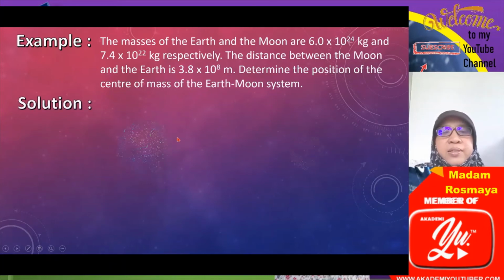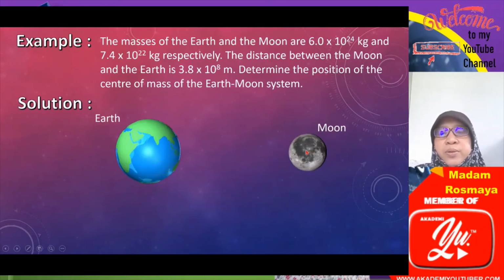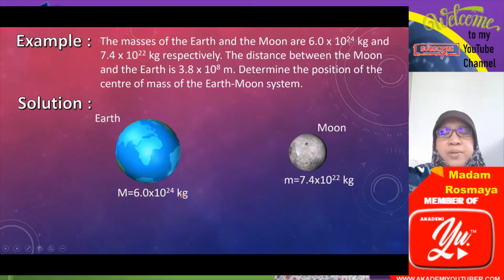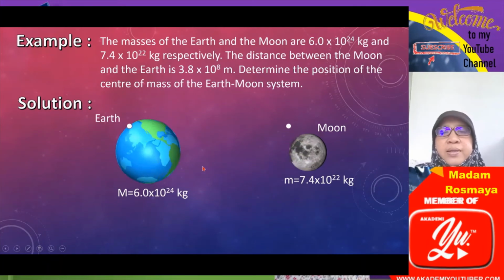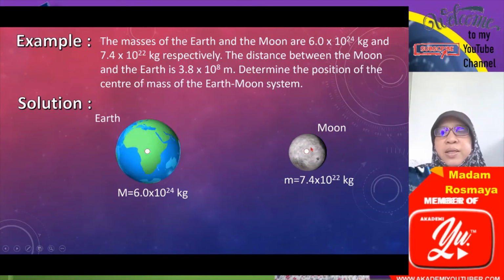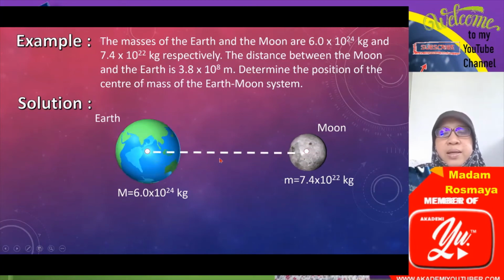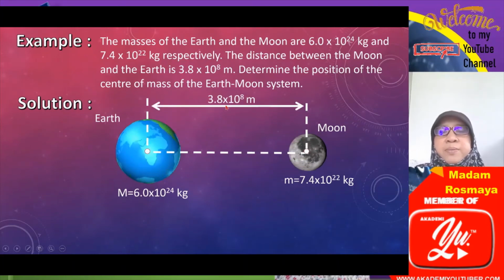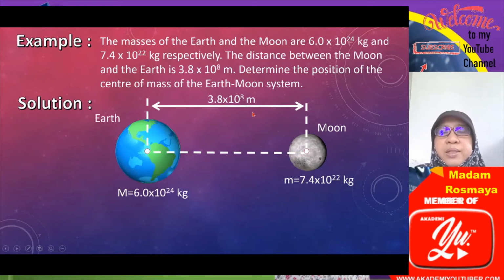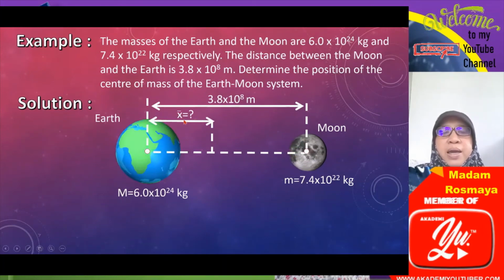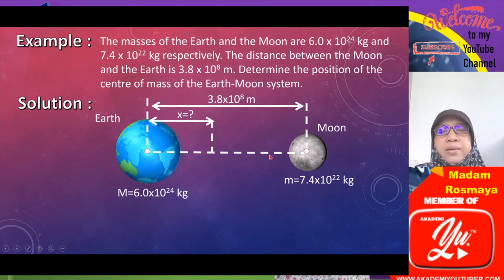So the solution: this is the Earth and this is the Moon. The masses are given. This is the center of mass individually for the Earth and the Moon, so we join this line. The distance between them is given, 3.8 times 10 to the power of 8 meter, and we are going to determine the center of mass bar X. It lies somewhere in between the Moon and Earth.